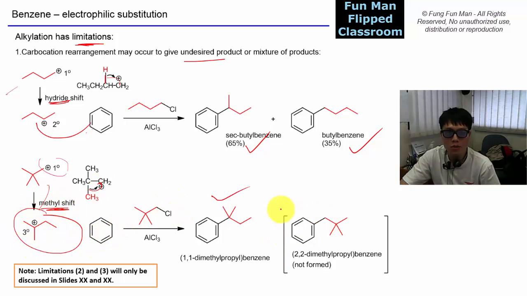In this case, it's not even formed. The reason is because it's primary against tertiary, so this outweighs. This is so stable compared to this, so you don't get this at all, not formed.